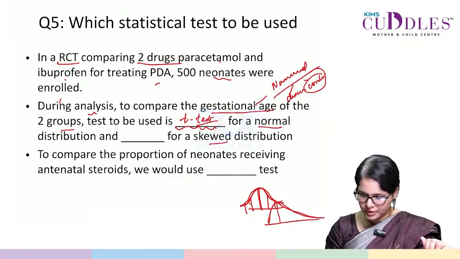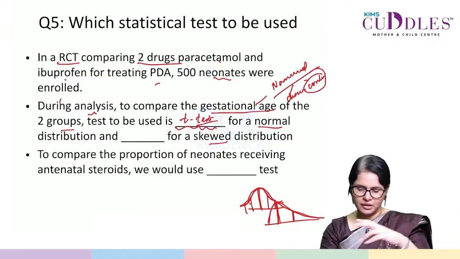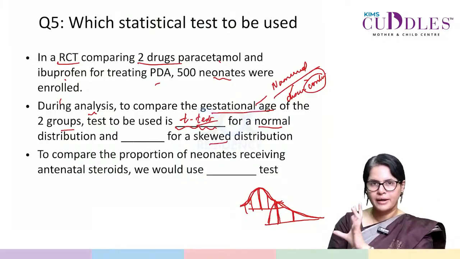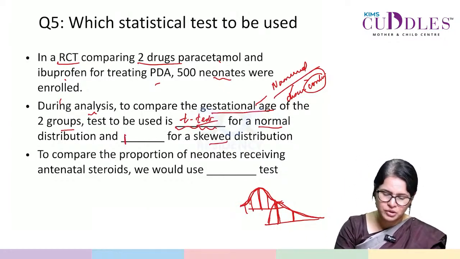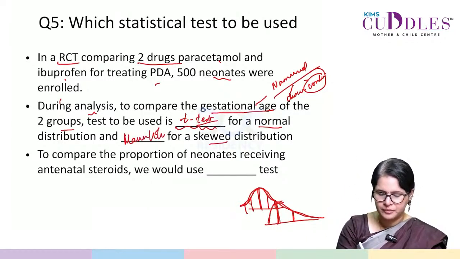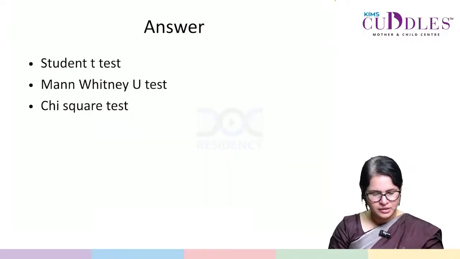Whereas if you have a skewed distribution, it is going to look like this. The mean might be somewhere here, but you will have the median, which is at the peak of the curve. So you have more individuals on one side, either the lower distribution or the higher distribution. Then it becomes a non-normal or skewed distribution. If you have a skewed distribution, then we use the Mann-Whitney test. So, the student t-test and the Mann-Whitney test.